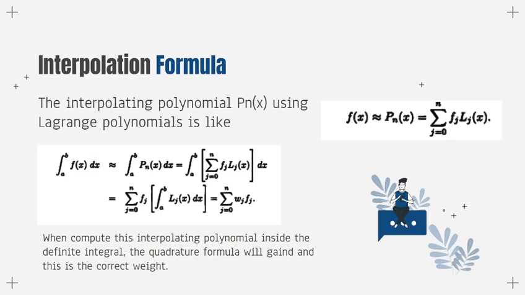Interpolation formula. The interpolating polynomial PN of S using the Lagrange polynomial is like this formula. When we compute this formula inside the definite integral, calculate and transform, we will get the quadrature formula. This is the way that we get the quadrature formula from the definite integral over the bounded interval a and b.